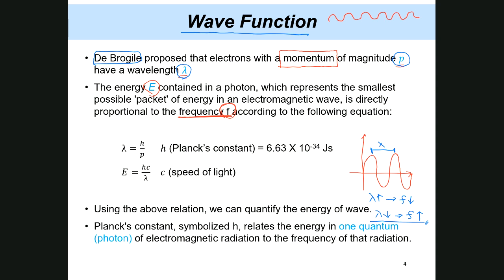Okay, so wavelength lambda equals h divided by momentum. So you must be thinking, okay, what is h? Okay, h is the Planck constant. It's just a constant, right? Discovered by Planck.